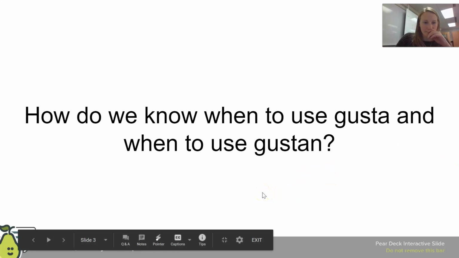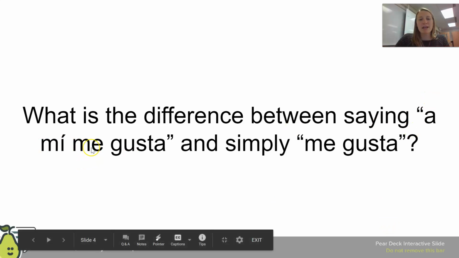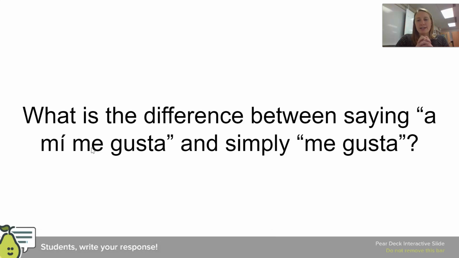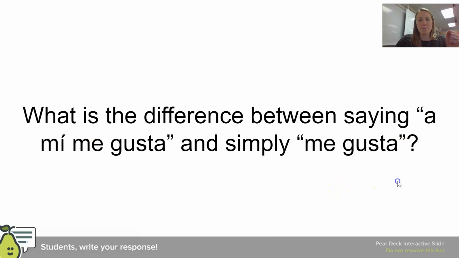Oh, sorry. I thought I was going to show you a chart. Oh, I have one more question before I show you the chart. What's the difference between saying a mí me gusta and simply me gusta? The answer is there's no difference. The only difference, if there is one, is a mí me gusta is emphasizing who you're talking about. They both mean exactly the same thing. They mean I like, but a mí me gusta just emphasizes who I'm talking about.